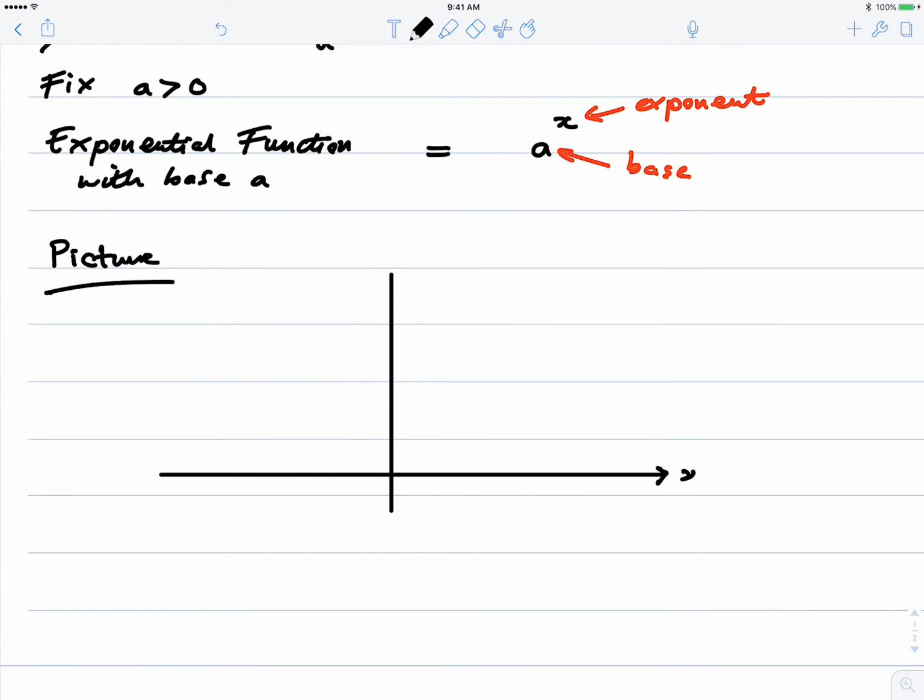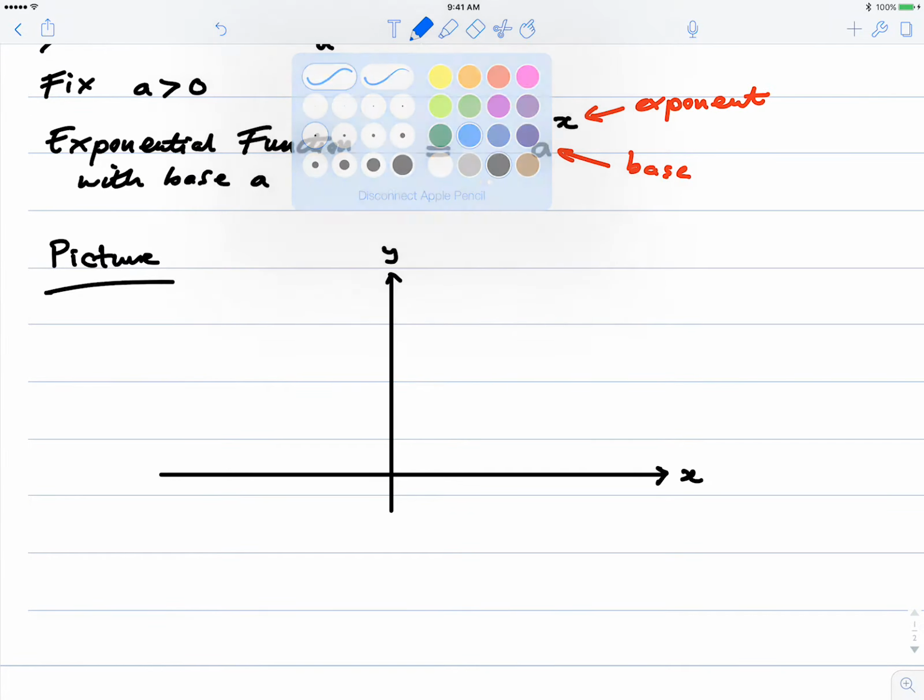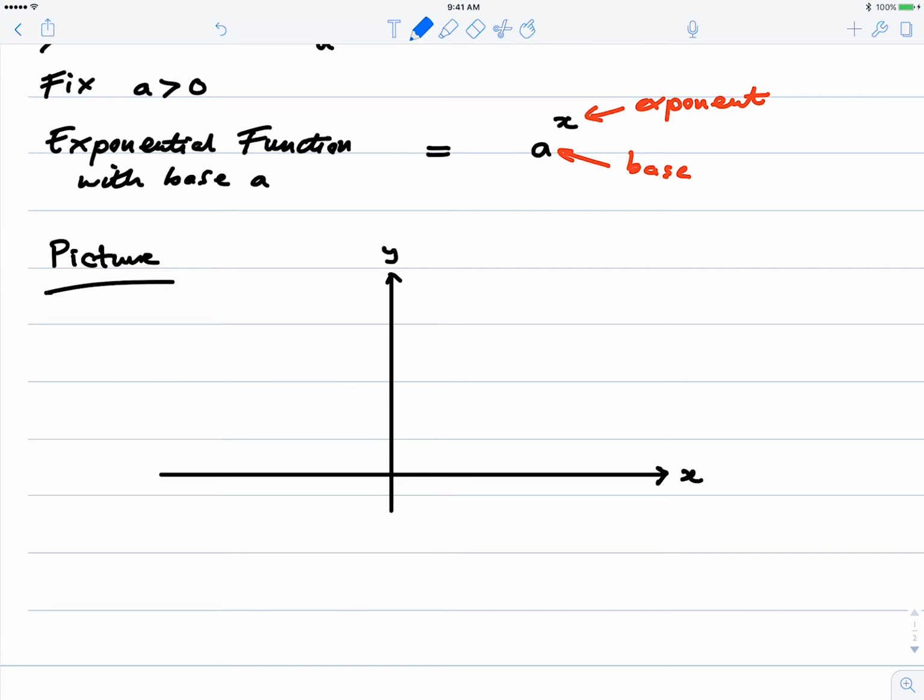So let's take this as the x, as y is general. Okay, so let's assume that a is greater than 1 for the moment. What is the general shape of this? Well, remember what the exponential function is. If a was bigger than 1, and I was to put a value of x, which is a positive whole number, I would be multiplying a by itself many times.